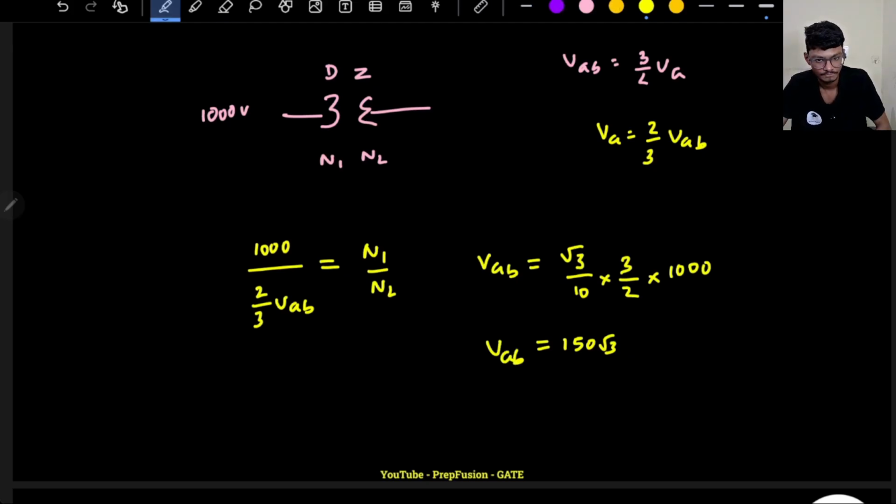I hope you have understood this very basic point, right? This is your VAB. So what is VAB in absolute numbers? It will be 150 into root 3, so 259.8. Let me go over this question again. I believe there might be a bit of doubt.